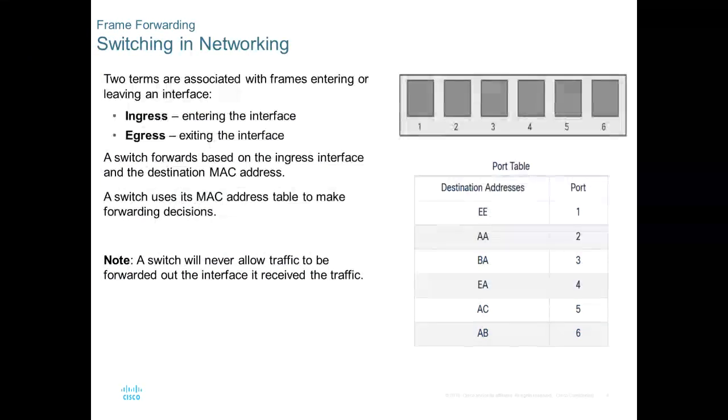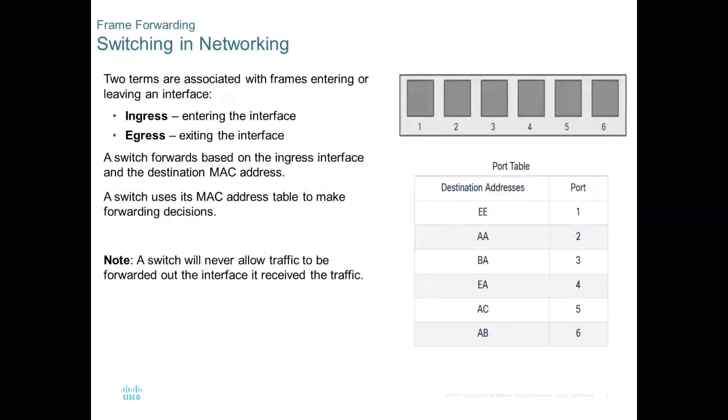It will then attempt to ascertain the destination MAC address, and if it's known, the MAC address to port relationship, if it's in the table, it'll send it out the egress port. If it is not part of the table, it'll send it out every port except for the one that it received it on.